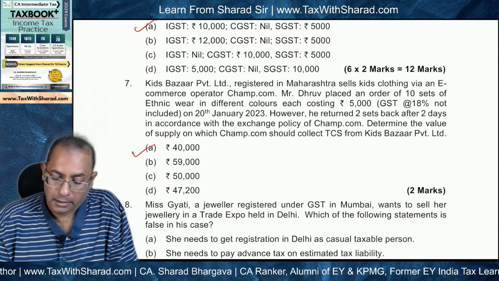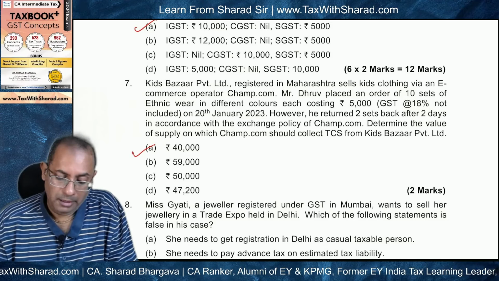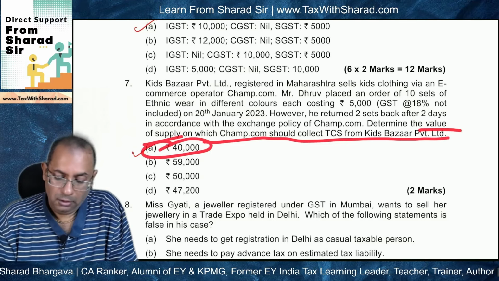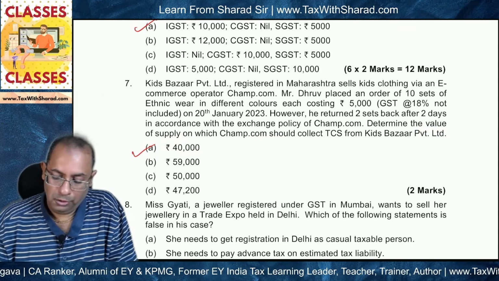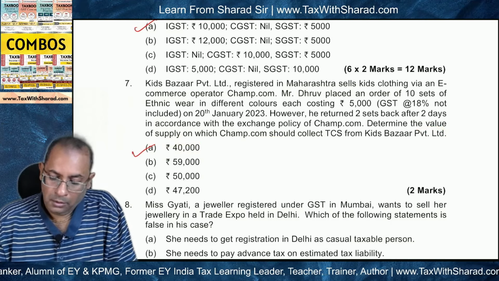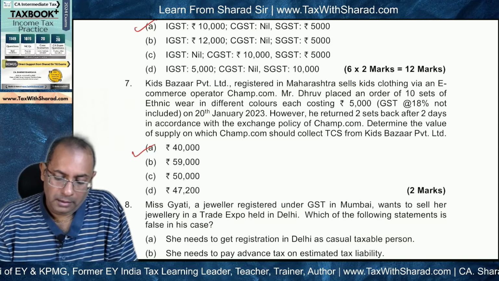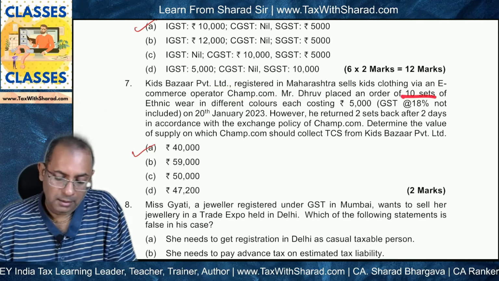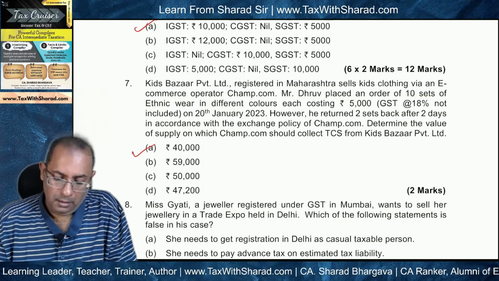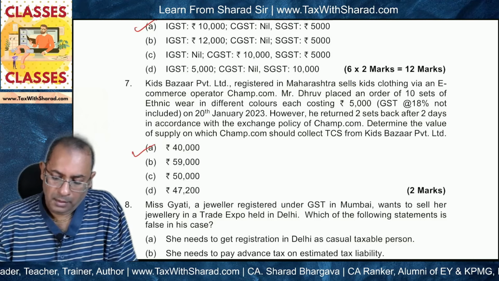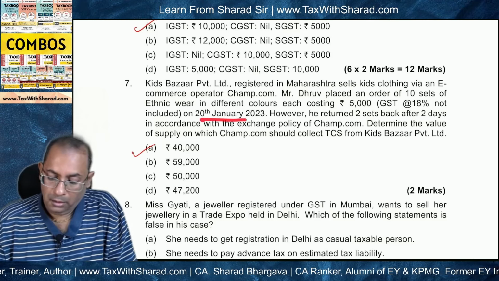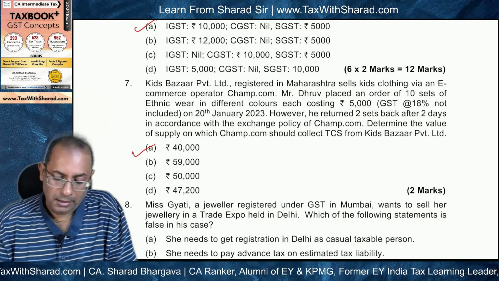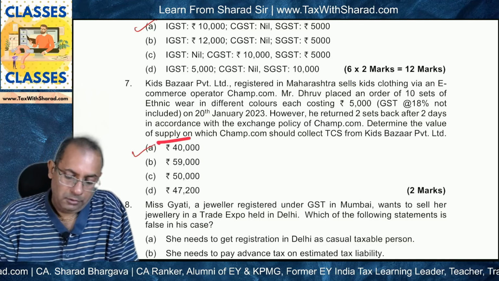Next question: Kids Bazaar Limited registered in Maharashtra. The question is: determine the value of supply on which champ.com should collect TCS from Kids Bazaar Private Limited. And the correct answer is 40,000. So for the purpose of TCS, what should be the value of supply on which TCS should be collected? Basically, Kids Bazaar Private Limited is the seller and champ.com is the e-commerce operator, and Mr. Dhruv has placed an order for 10 sets costing 5,000 each excluding GST, and on 20th January, however, he returned 2 sets back after 2 days. That means on 22nd January, and then we need to determine the value of supply.